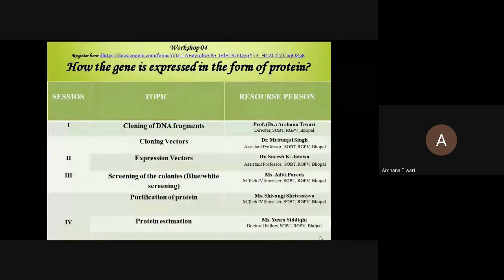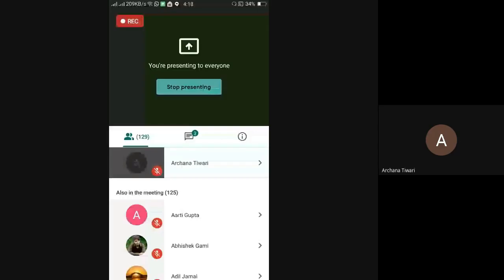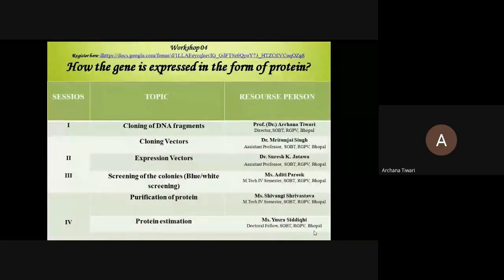Now, today we are just starting our sessions with the fourth session, that is purification of protein, protein estimation, followed by the feedback session. So, we are going to start our fourth session, that is purification of protein, followed by the protein estimation. Whatever the clone we have obtained, now we know very well that every gene is expressed in the form of protein. In this case, the clone is already expressed and showing its expression. Now that clone is expressed in the form of a protein.